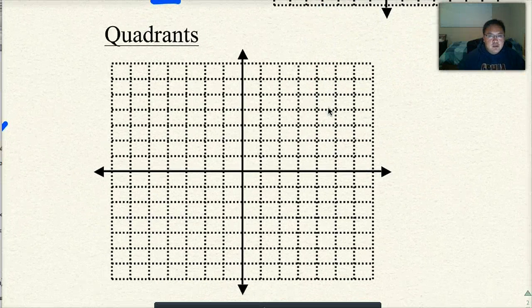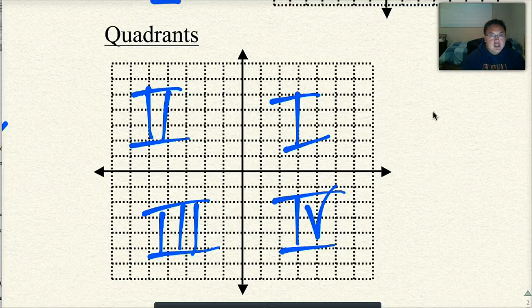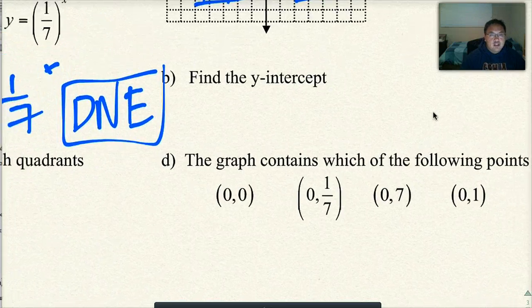I forgot to fill in this part, just to review, if you forget what the names of the quadrants are. This one is 1, 2, 3, and 4. So just in case you forgot how to label the quadrants, that's how you label them. Now, find the y-intercept. Okay?